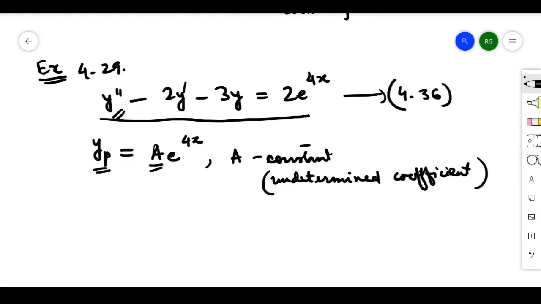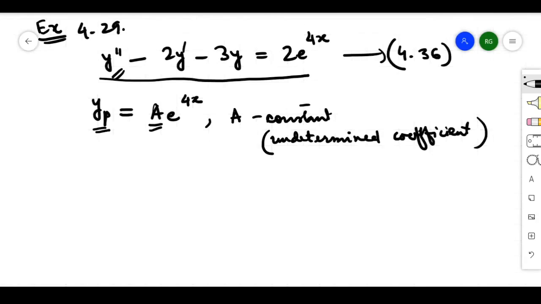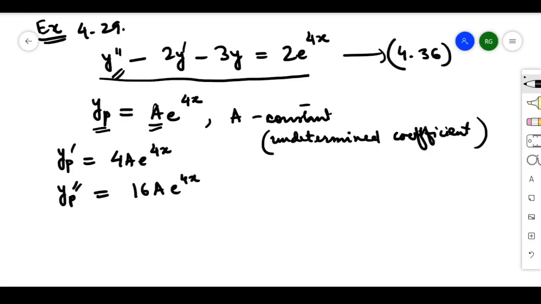Now to find what a is, at this moment we do not know the value of a, but we need to determine it. For that, let us differentiate yp with respect to x. Then I shall get 4a e^(4x). Then we differentiate yp' again to get yp'', which is 16a e^(4x). Now substitute yp', yp'' and yp in this equation 4.36. What will I get? Let us see.